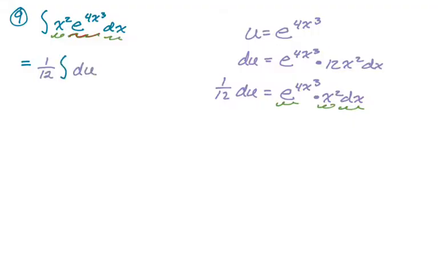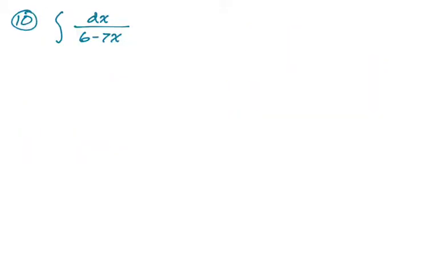As I mentioned, when you make u equal the exponential, if it's going to work out, you end up just integrating du every time. So this will give us 1/12 u, and then plus c, and then we sub back in because the original did not have u. All right, let's take a look at number 10.